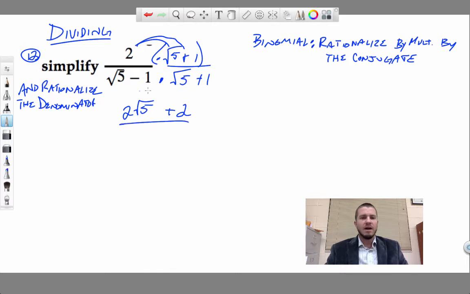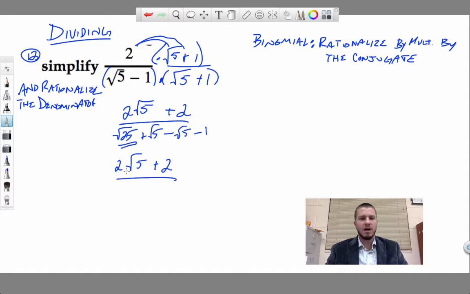Divided by. Now this is my FOIL part. Notice that they are two binomials, so it's going to be the square root of 25 plus the square root of 5 minus the square root of 5, and then negative 1 times positive 1 is negative 1. So I simplify that. 2 square root of 5 plus 2 divided by this becomes 5. These two will cancel out, and minus 1. So then I go ahead and simplify that.